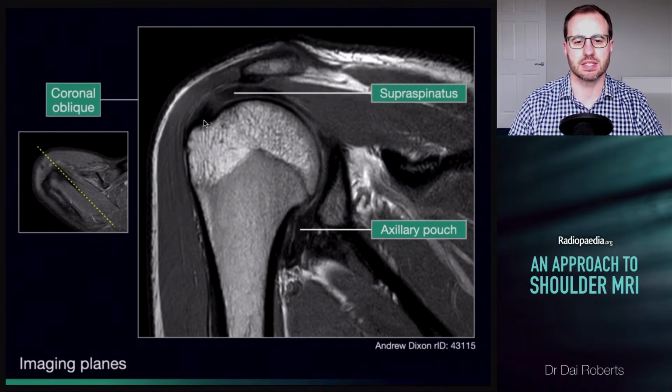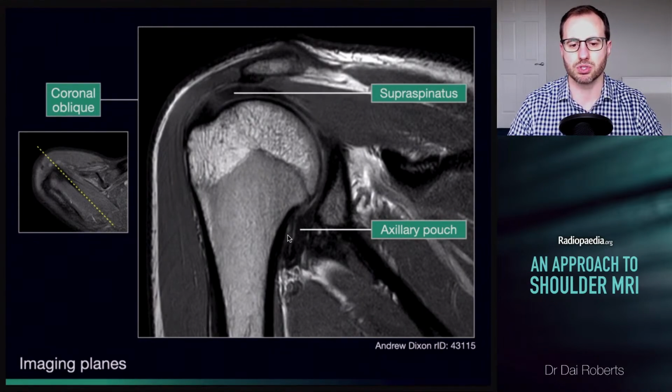As annotated, this is the supraspinatus tendon. We've got the subacromial subdeltoid bursa over the top, the acromion, AC joint, glenohumeral joint. Then this is my best view for looking at the axillary pouch.